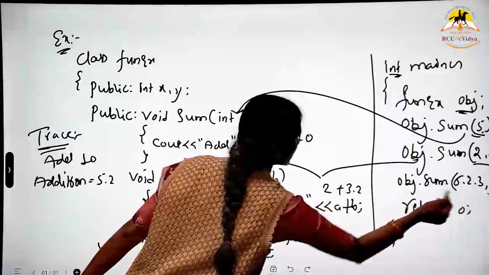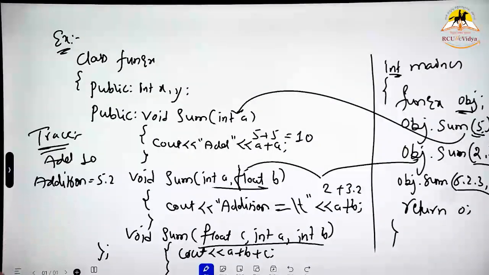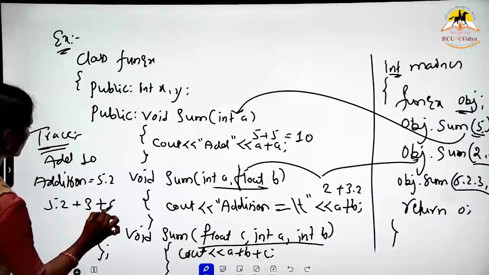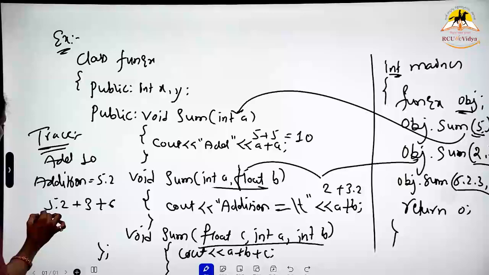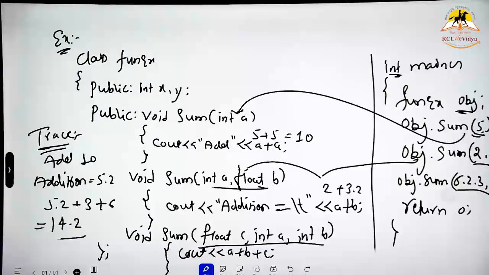Next, I'm calling with three elements, and hence these are three arguments. It matches the three-argument function during compilation. So it simply adds 5.2 plus 3 plus 6, which is 14.2 as the answer. So this is how function overloading works. Thank you.